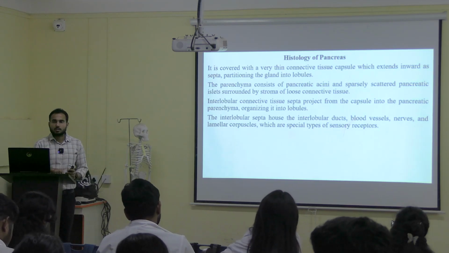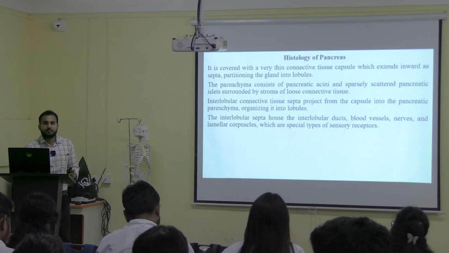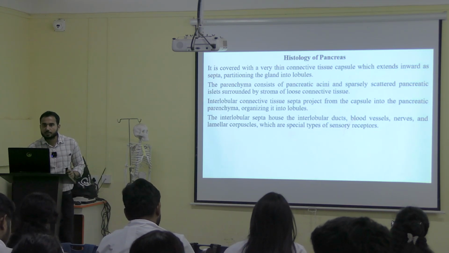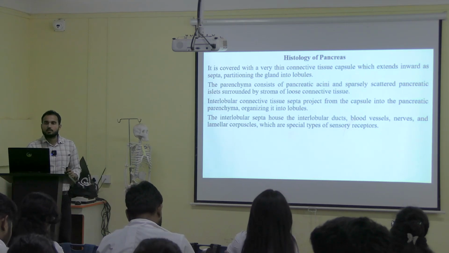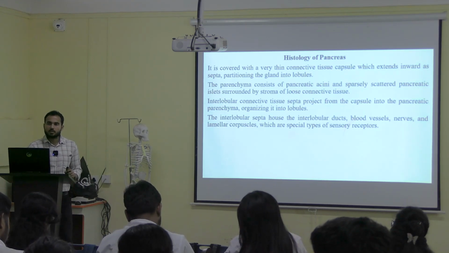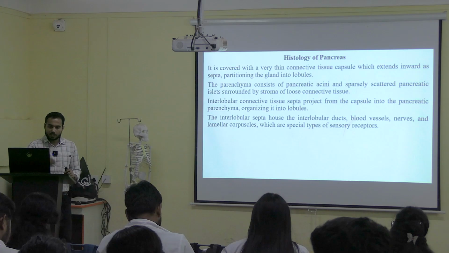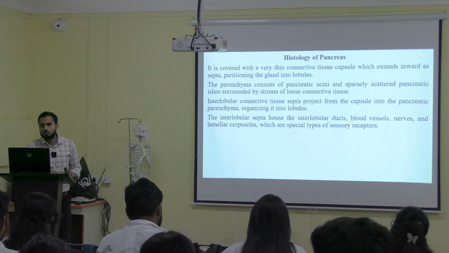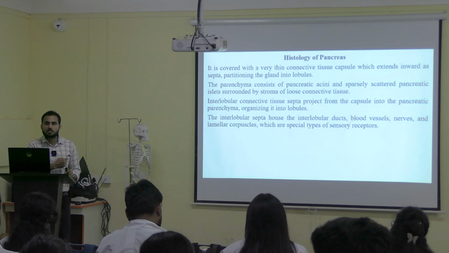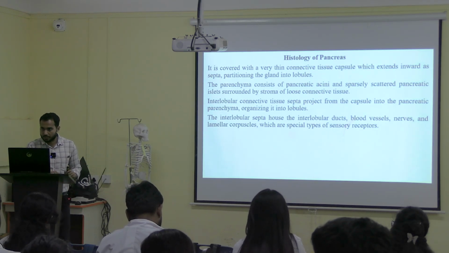Next, you have to understand one thing. If the digestive enzymes are secreted by the pancreas, how will they be conveyed, or conducted, from one part to another? With the help of ducts. So in the pancreas also we have ducts. Different types of ducts are present inside the pancreas.